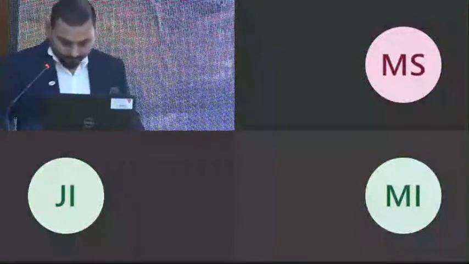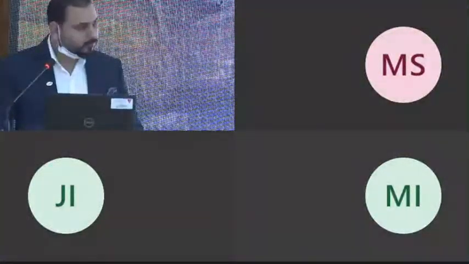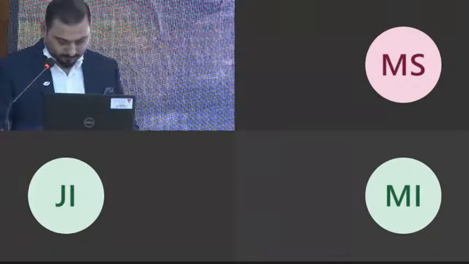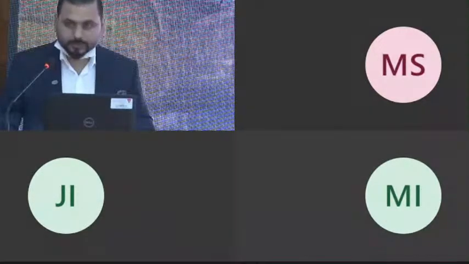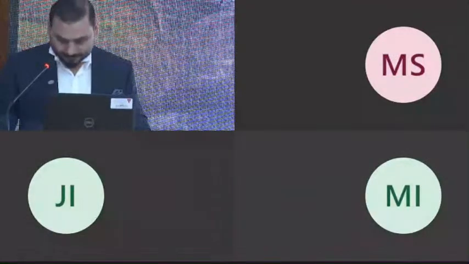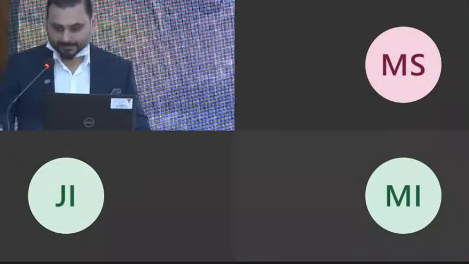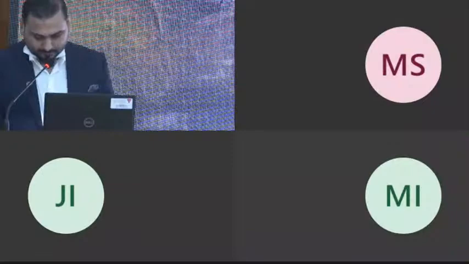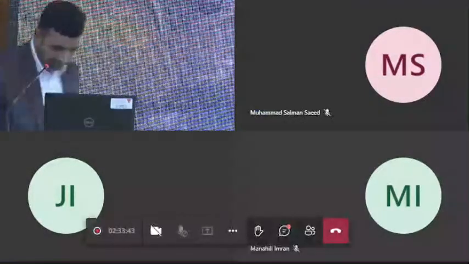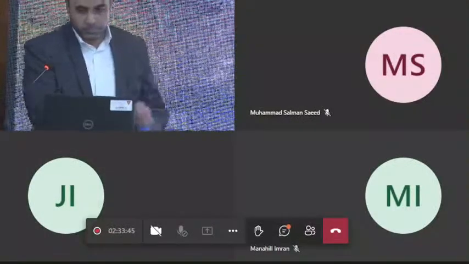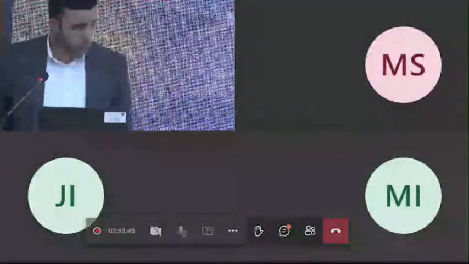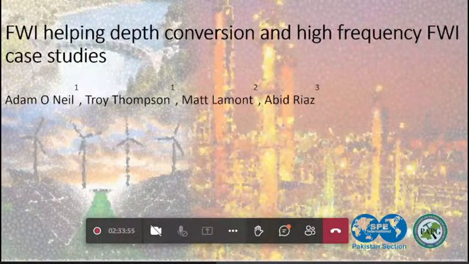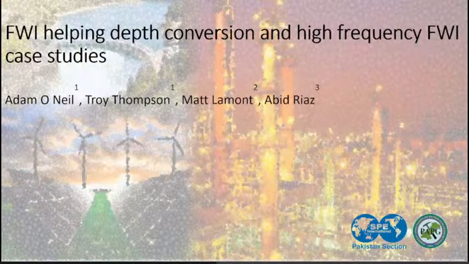And the first paper is going to be presented by Adam O'Neill, who is the senior author. The presenter for today's session will be Abid Riaz, so please join us on stage. This paper is the first one: Improving depth imaging uncertainties, a full waveform inversion case study. Abid Riaz is the presenter.